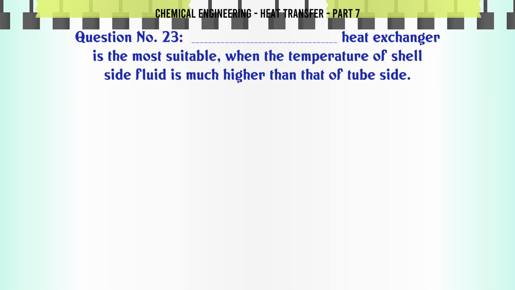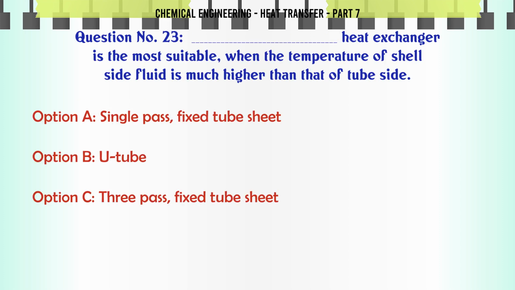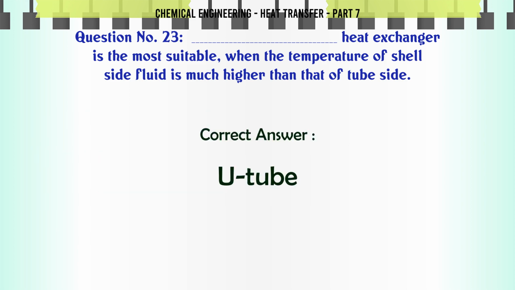Which heat exchanger is the most suitable when the temperature of shell side fluid is much higher than that of tube side? A. single pass fixed tube sheet. B. U-tube. C. 3-pass fixed tube sheet. D. none of these. The correct answer is U-tube.